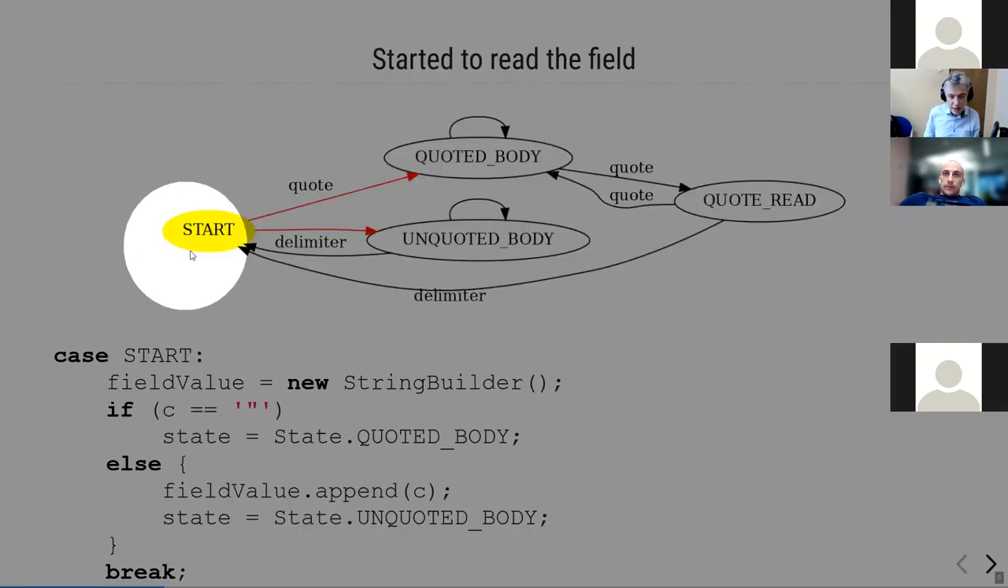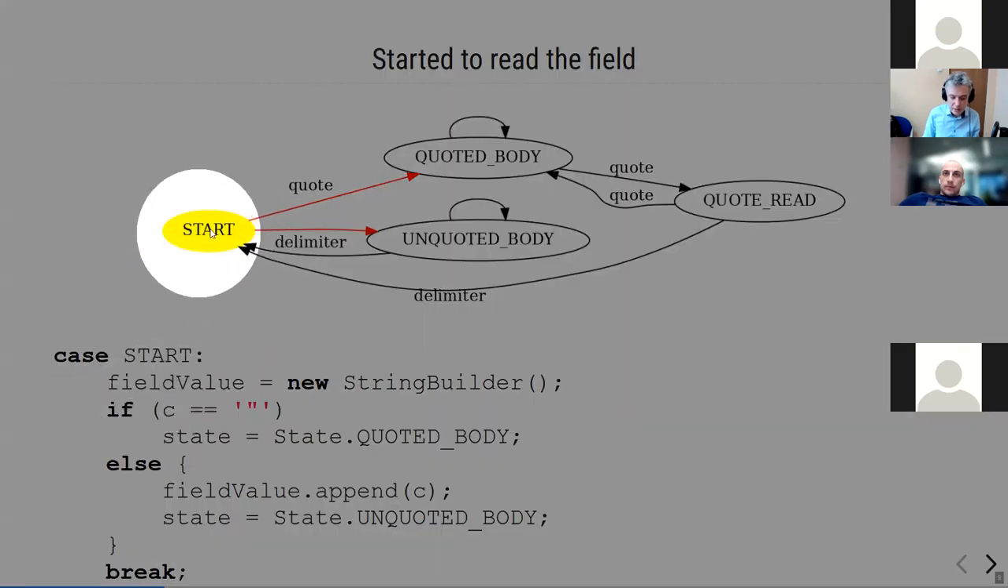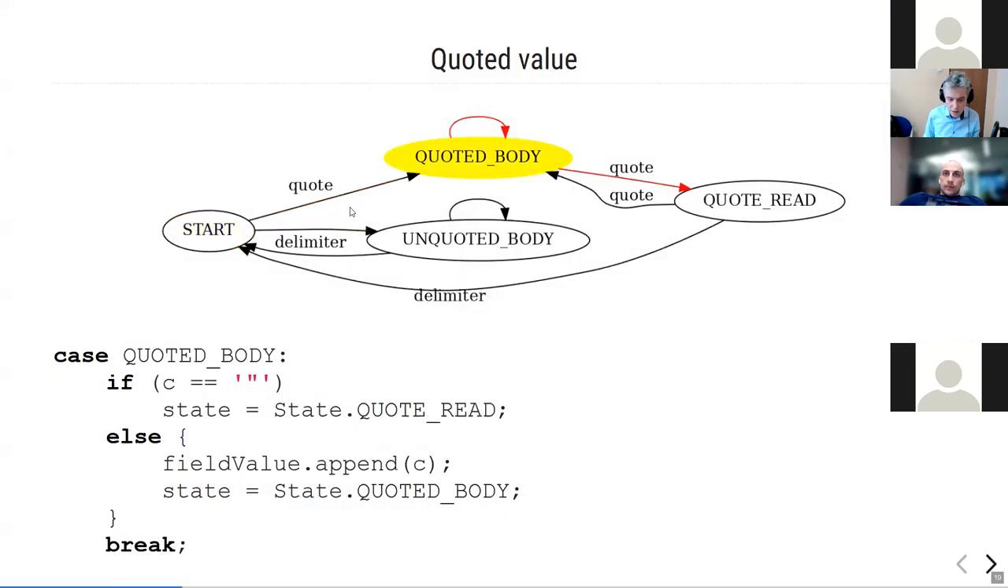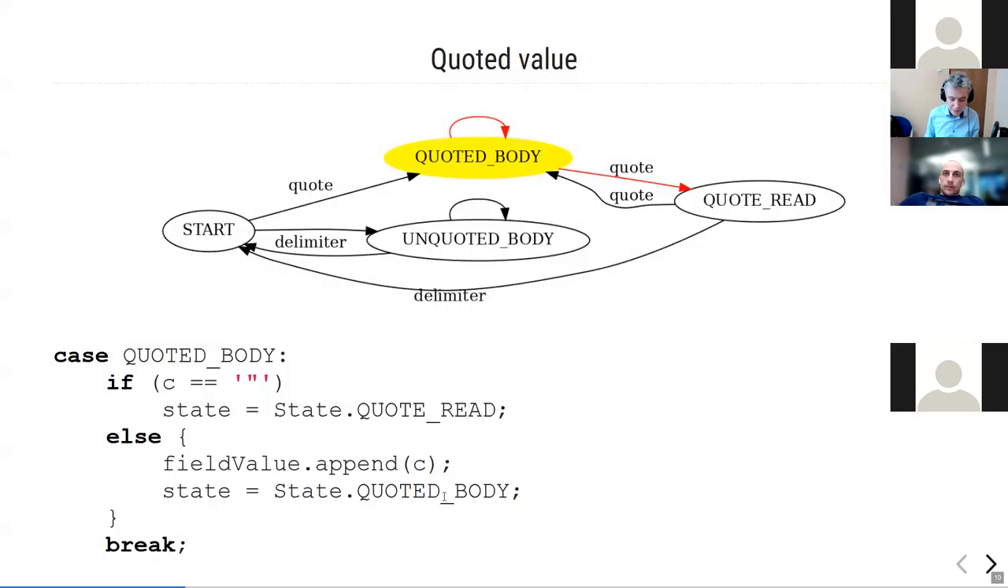Say if we are in start mode, here in case start, we're just writing this: if we read quote, then we are transferring to quoted body. If we read something else, then we append what we read just to field value, and we are moving to unquoted body. So this is just one case that describes this state and all its transitions. Now let's move on to quoted body. It's a state, and let's describe all its transitions. It's either quote, then we just move to quote read, or something else, then we just append the field value here, and let's remain in quoted body here.